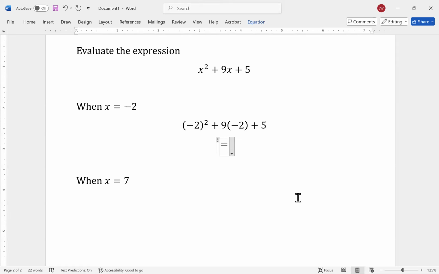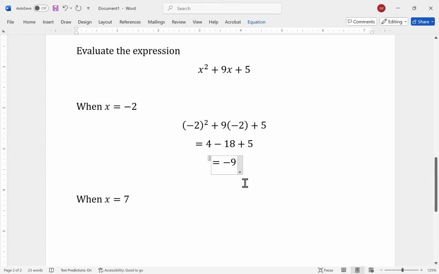I'll do one extra step here. Normally, I would just write the answer, but we have 4 plus a negative 18 or minus 18, and then plus 5. So when we combine that, we get negative 9. The reason I wanted to give that extra step is because I want to emphasize that negative 2 times another copy of negative 2 gives me a positive 4.